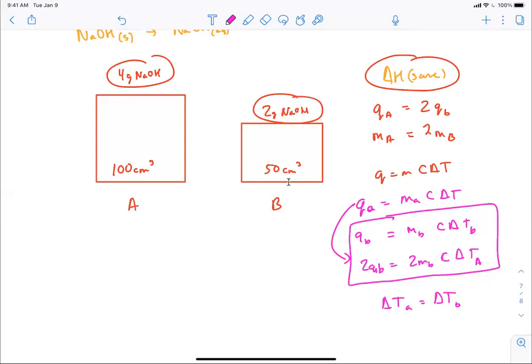Because the mass of the water is 150. So I'm putting half as much energy from the NaOH into the system, but I also have half as much water. Therefore my temperature change is the same.